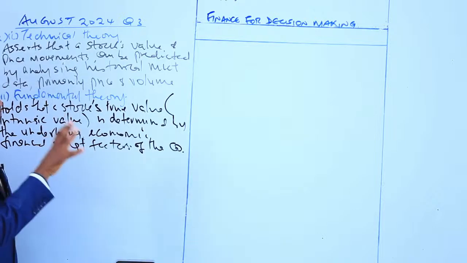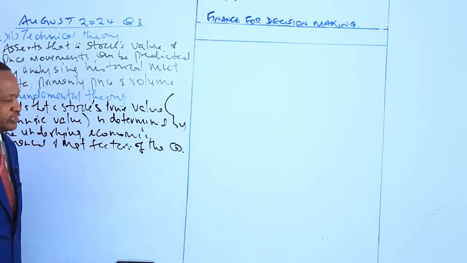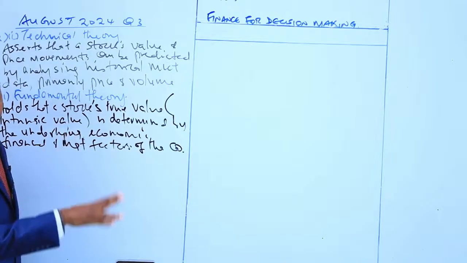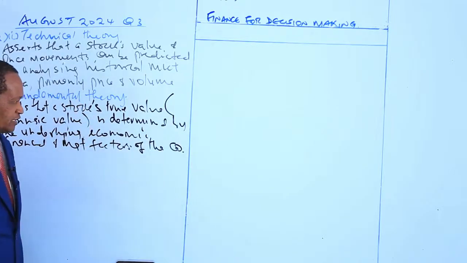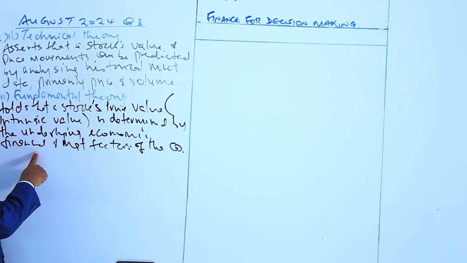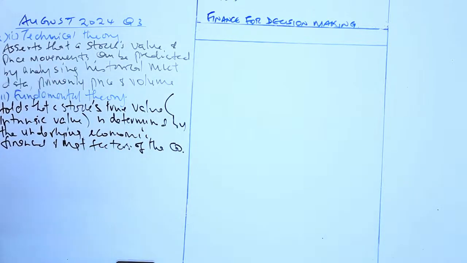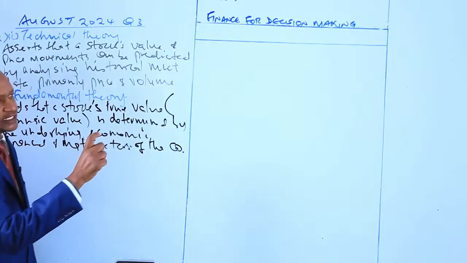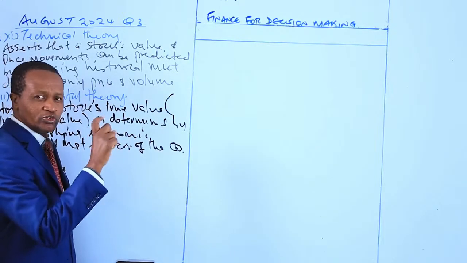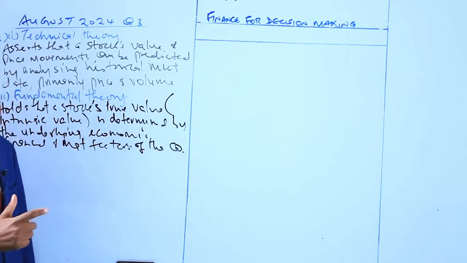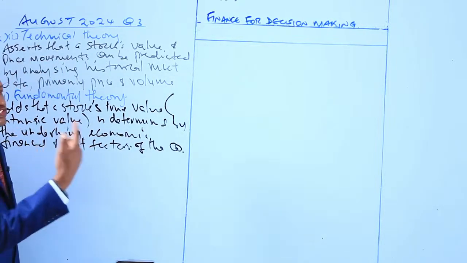You analyze the fundamentals, the balance sheet, the income statement, the cash flow. You look at the financial factors. Then we have economic factors. You analyze the industry within which the company operates. You analyze the competition and the entire overall economy. By doing so, you'll be estimating the intrinsic value of a share. Then once you get that intrinsic value, you compare it with the market price of the share or stock.